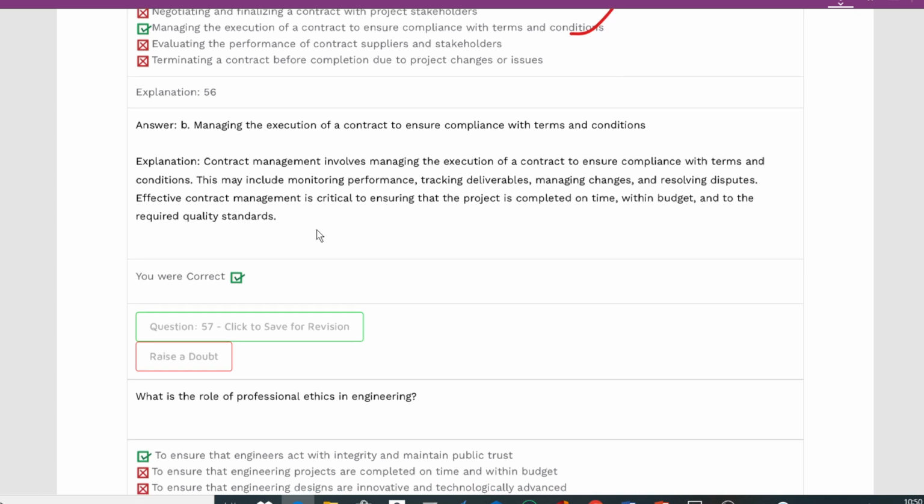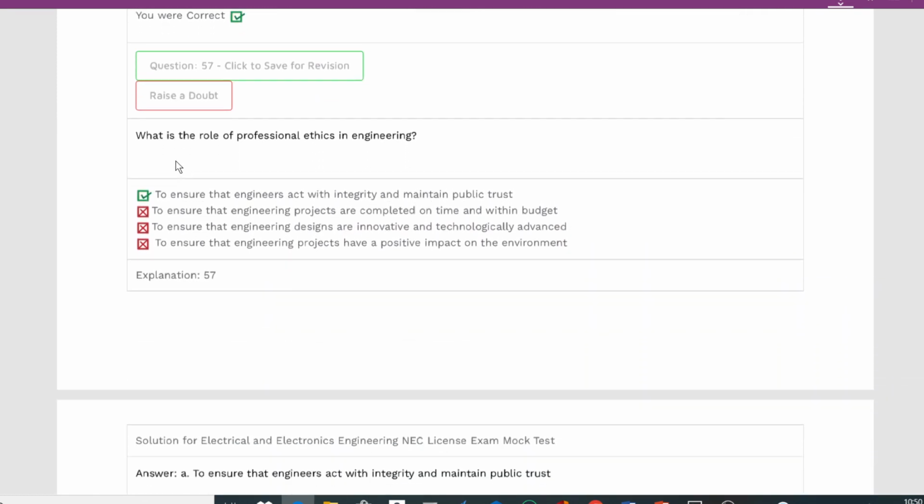Now what is the role of professional ethics in engineering? So here option A is correct, to ensure the engineers act with integrity and maintain public trust.